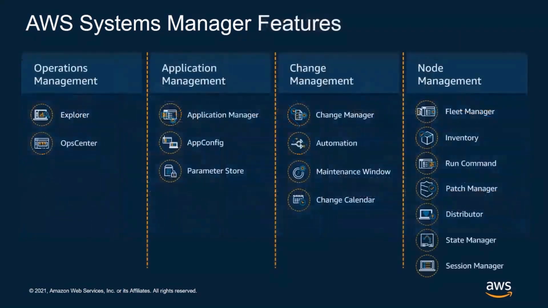To take a quick look at all of the capabilities within Systems Manager, they're listed out here and they're broken up into four different sections: operations management, application management, change management, and node management. Like I mentioned previously, today we're going to cover primarily capabilities in the node management section. So those are going to be Session Manager, Run Command, Distributor, State Manager. And then we'll also be covering Automation in the change management section and OpsCenter in the operations management section.